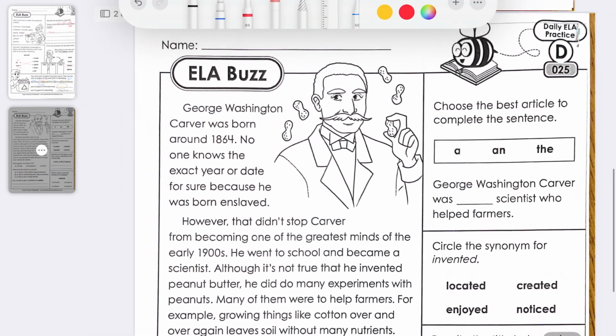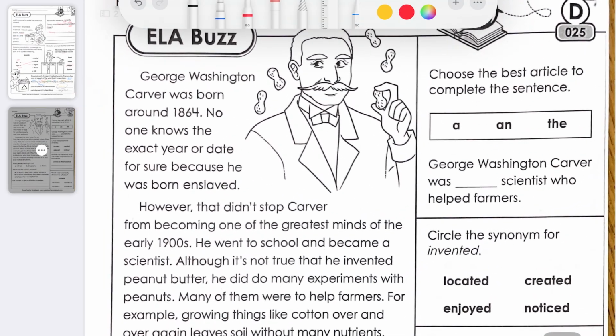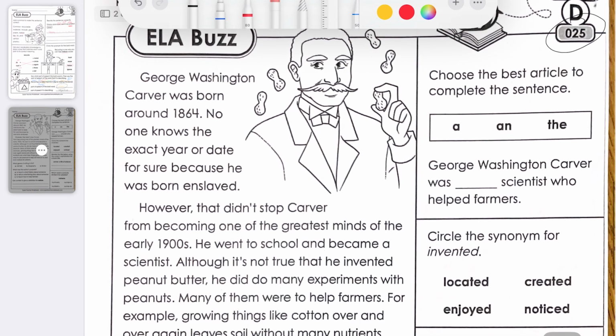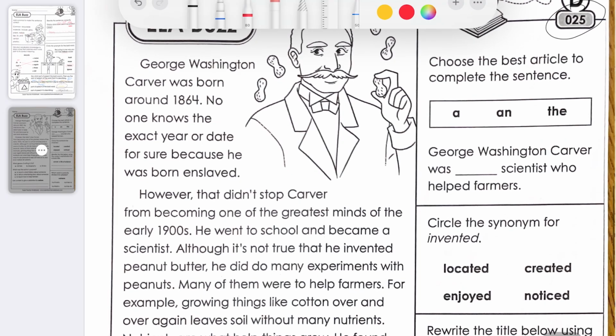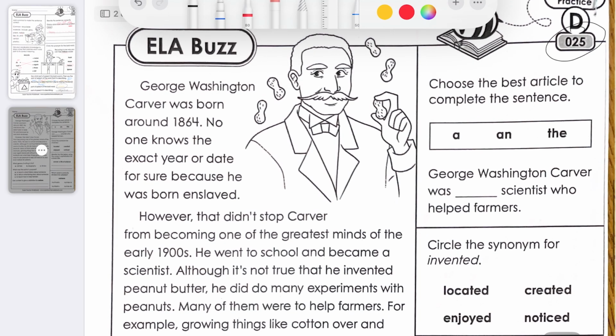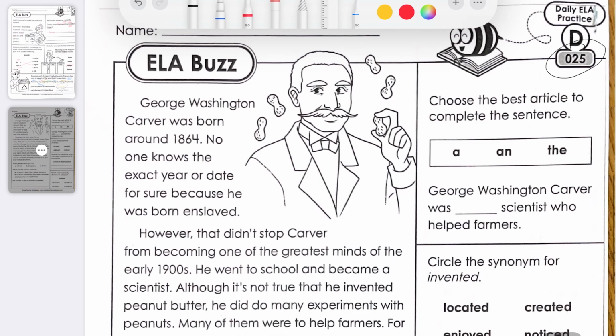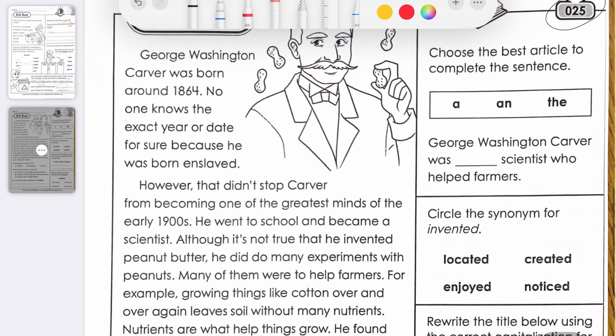Okay, this next one is a little different. I'm going to start including more of these. It's a reading comprehension passage. I haven't included them yet this year, but I'm going to now. This one is a passage you have to read, and then there's a few questions. George Washington Carver was born around 1864. No one knows the exact year or date for sure because he was born enslaved.